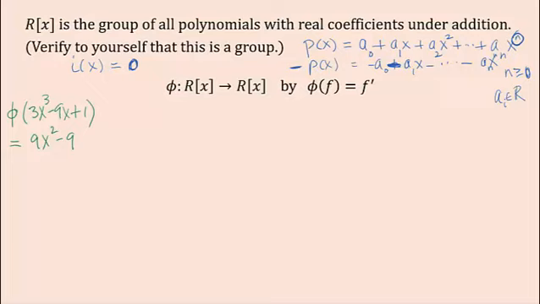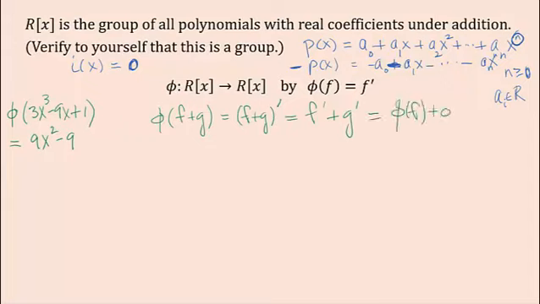This is quickly seen as a homomorphism because you know that phi of f plus g, two polynomials added together, is f plus g prime, which is the sum of the derivatives, which is phi of f plus phi of g. So therefore, phi is a group homomorphism. Now let's find its kernel, and let's find the image of phi.